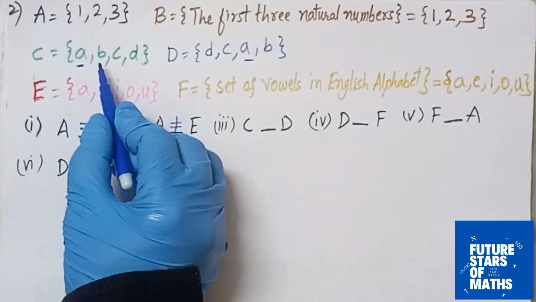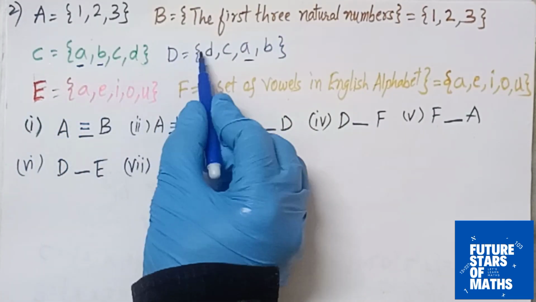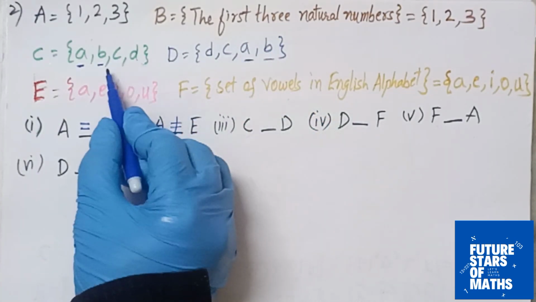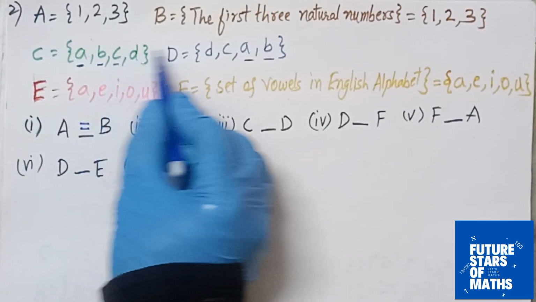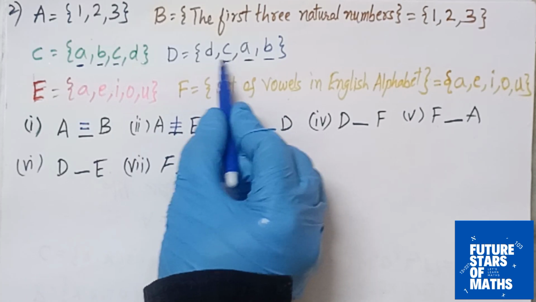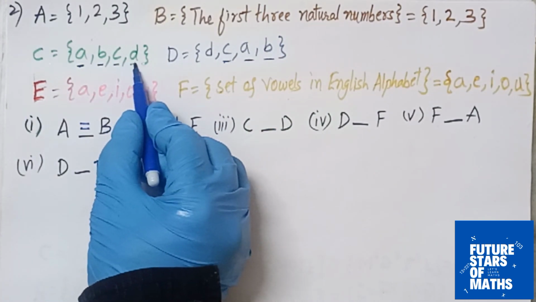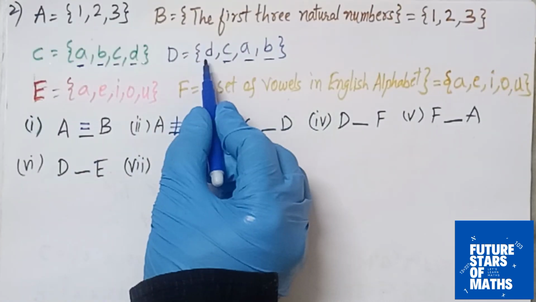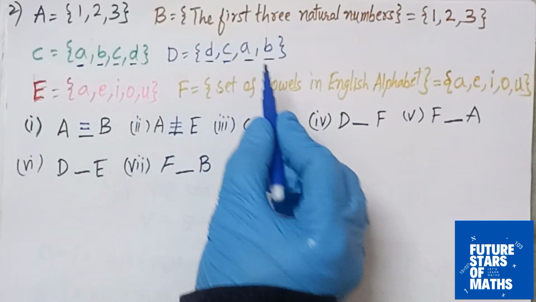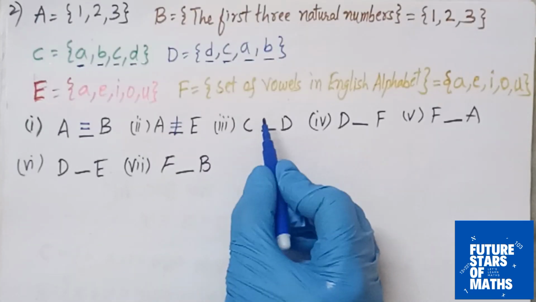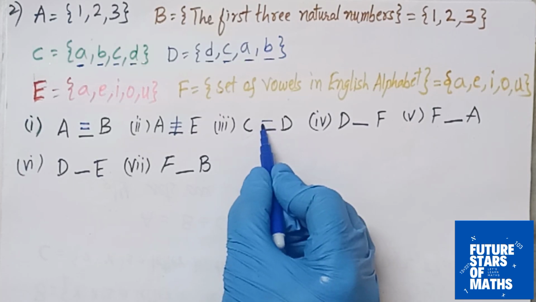Next element is B. Here do we have B? Yes. Then the next element is C. Here do we have C? Yes. Here the last element is D. So here also we have D. So both the sets are equal. C and D are equal.